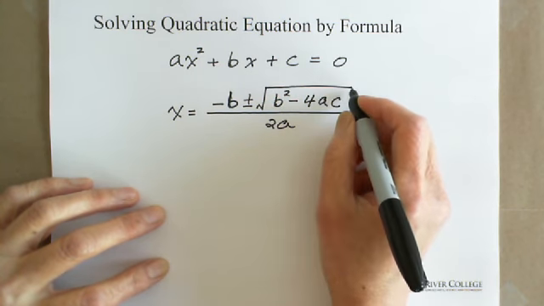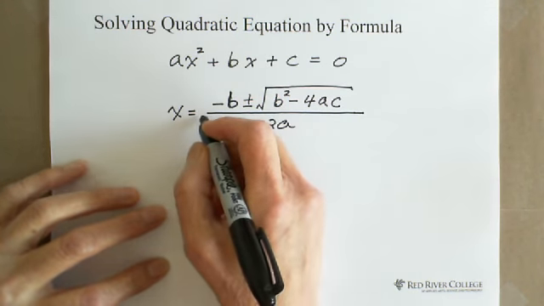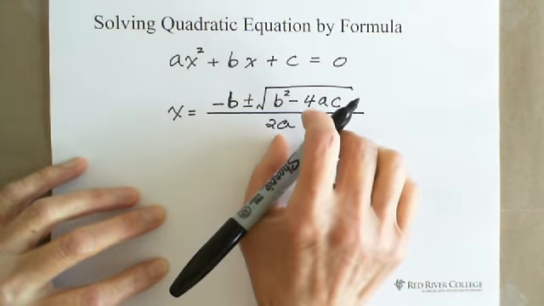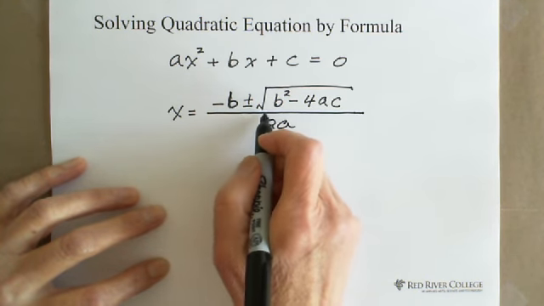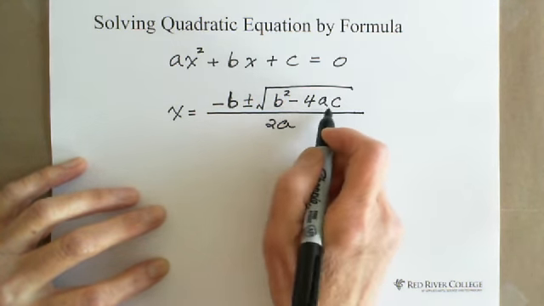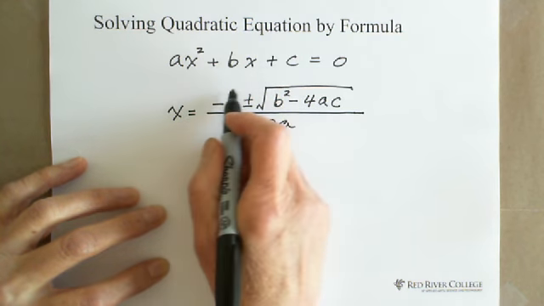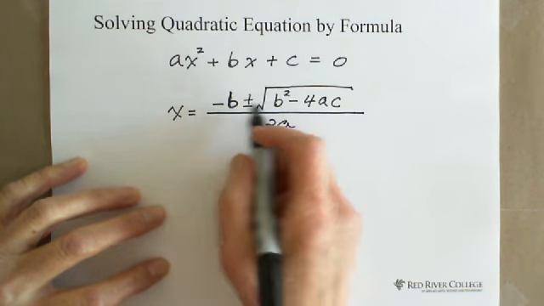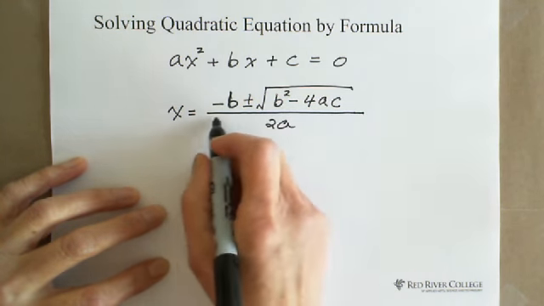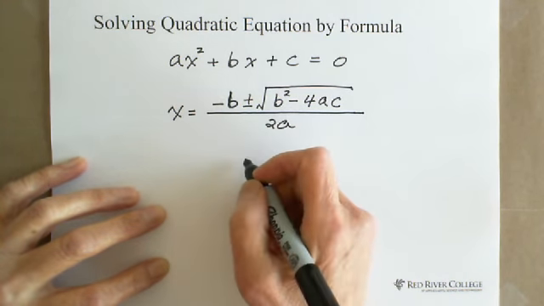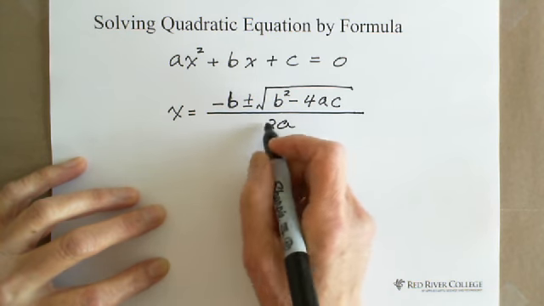Remember the formula, you need to be careful. You have the top part and the bottom part. The negative b plus minus square root of b squared minus 4ac is all on the top. And then after you have done this, divide by 2a. So 2a is the whole denominator.